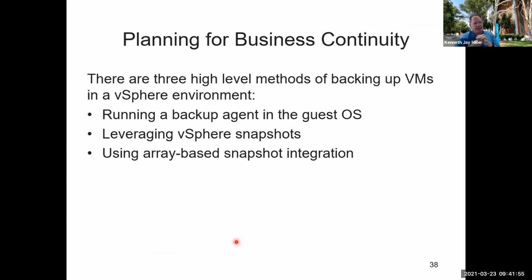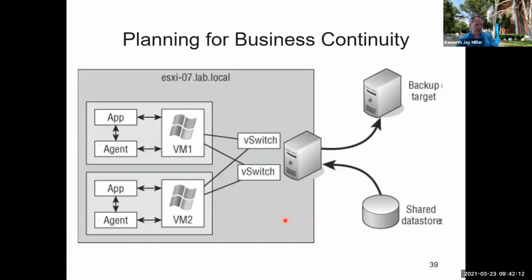Okay, so that's running a backup agent. We can also use snapshots. And then we can also use a storage array based snapshot integration. Now, some of these systems are going to be better than the others. So here's our backup agent. We just install the agent, which is an application, or we configure it on the virtual machine, just like we would on a regular machine, and it will perform the backup. And then we just configure it to back up to a target location or put it on a shared data store.